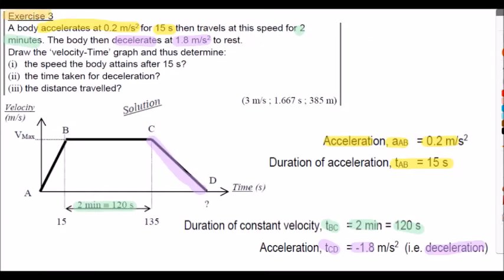Here's exercise 3, the start of the solution. On this slide I've extracted all the information given in the question. So we're told the acceleration is 0.2 meters per second squared for 15 seconds. So extract the information over here. That relates to this part of the diagram. And we're told that the body travels at the maximum speed for 2 minutes. So I've converted that into 120 seconds shown here. And we're also given the deceleration is 1.8 meters per second squared. Again, I've extracted that from the question, but notice I put the negative 1.8 meters per second squared because the deceleration is a negative gradient on our diagram. So that's the gradient from C to D here.